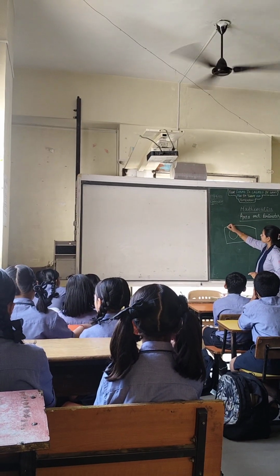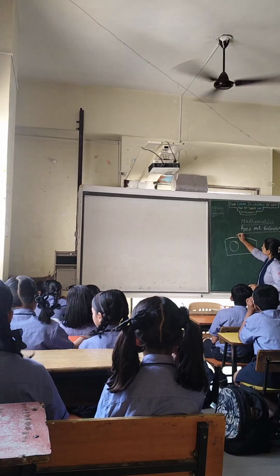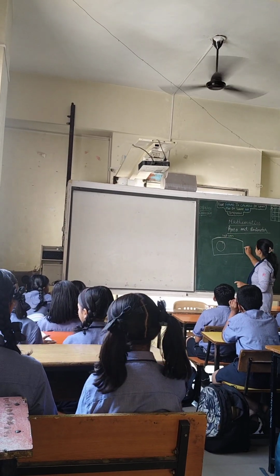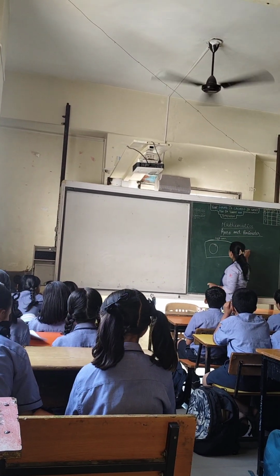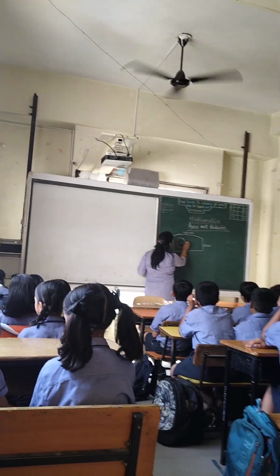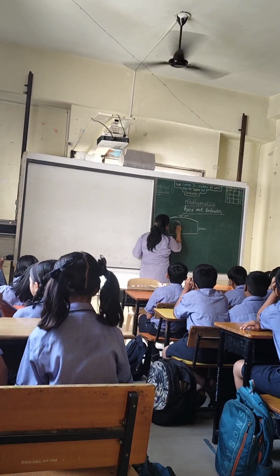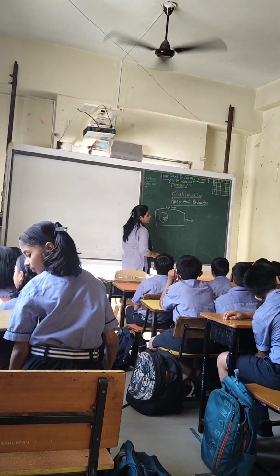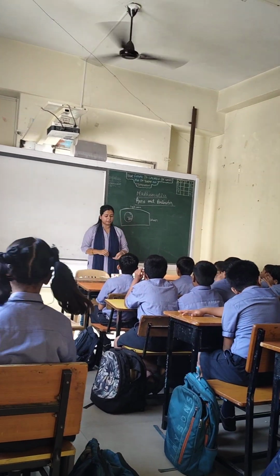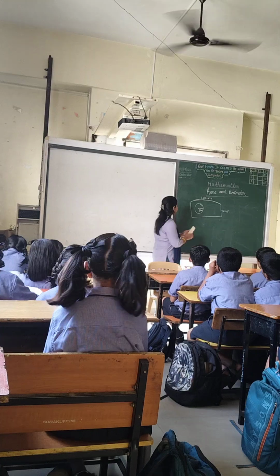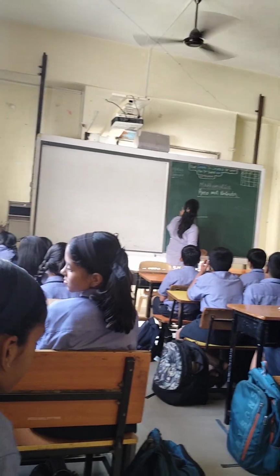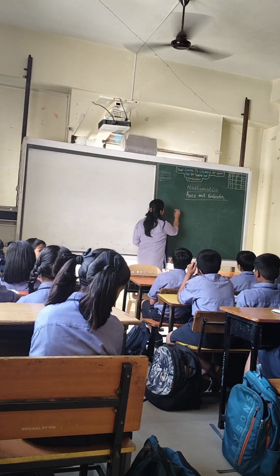What will you say if the rectangle is like 40 centimeter and 20 centimeter? And the circle's radius is 5 centimeter. Okay. So do you know every shape has its own area and perimeter formula? So first, let's learn square.